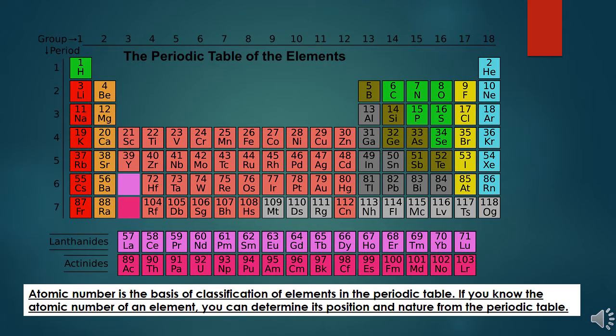As you can see, hydrogen, helium, lithium, beryllium, boron, carbon, nitrogen, oxygen, fluorine, neon, sodium, magnesium, aluminium, silicon, phosphorus, sulfur, chlorine, argon, etc. Likewise, all the elements are arranged in the increasing order of their atomic number. Atomic number is the basis of classification of elements in the periodic table. If you know the atomic number of an element, you can determine its position and nature from the periodic table.